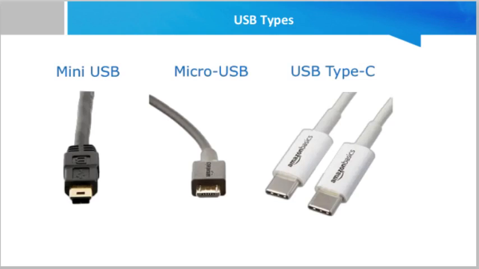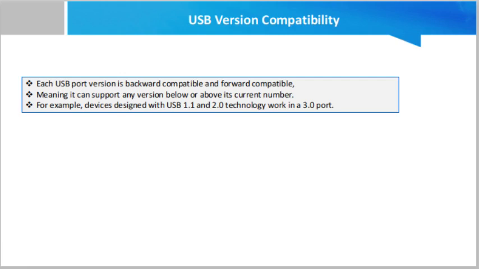Now friend, if we talk about version compatibility, basically a USB port version is backward compatible and forward compatible, meaning it can support any version below or above its current number. For example, devices designed with USB 1.1 and 2.0 technology work in a 3.0 port as well. However, it should be noted that devices with lower versions run at their native transfer speeds, even though USB 3.0 is capable of higher. Similarly, if you connect a USB 3.1 device into a USB 2.0 port, the 3.1 device's max transfer rate is limited to that of the 2.0 port.